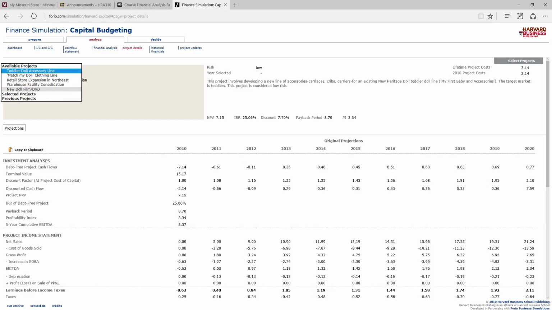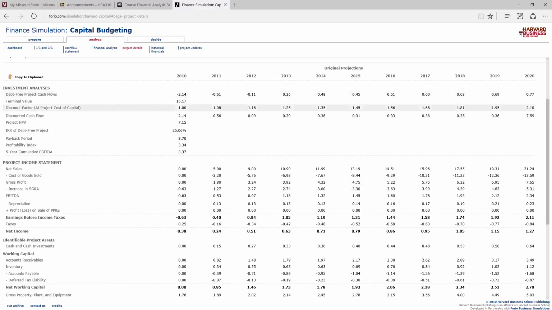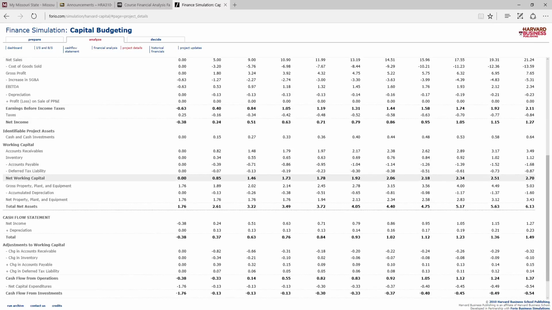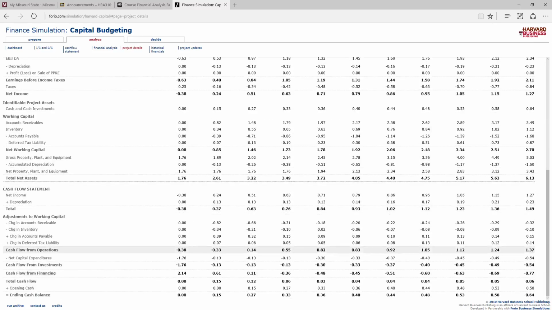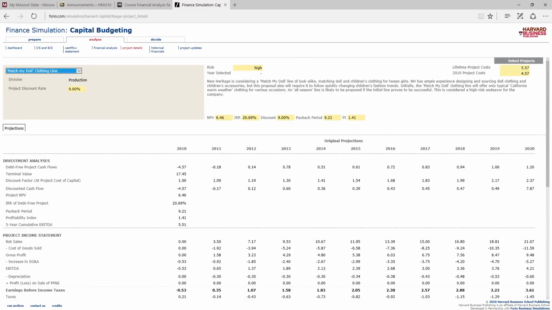This drop down bar will give you the options for the projects that you're looking to invest in. It'll show you the project discount rate, which is currently the 7.70, and then you can look at the investment analysis. It'll also give you the original projections and the future projections for each of the items you would like to look at when considering whether or not you want to invest in that line.